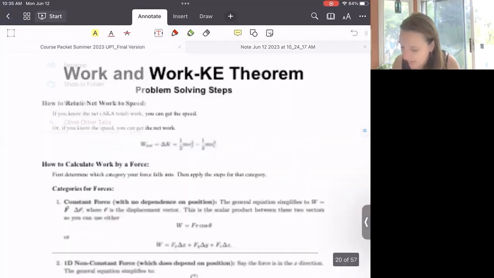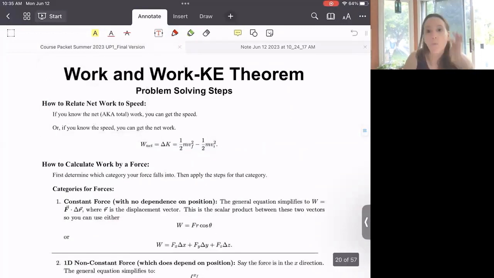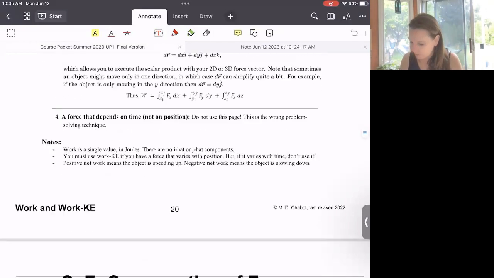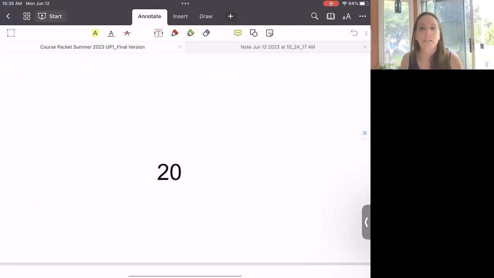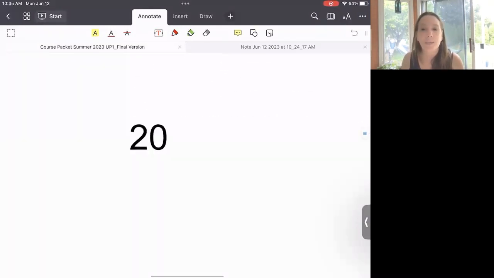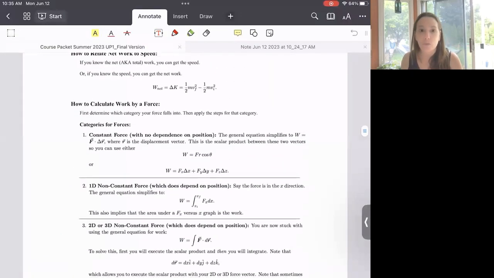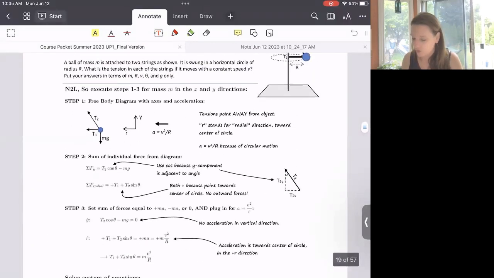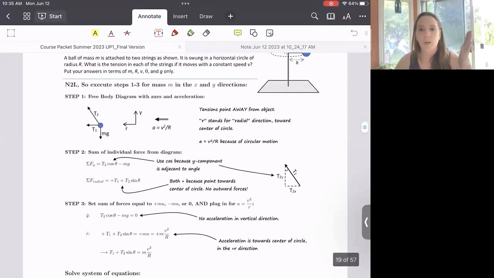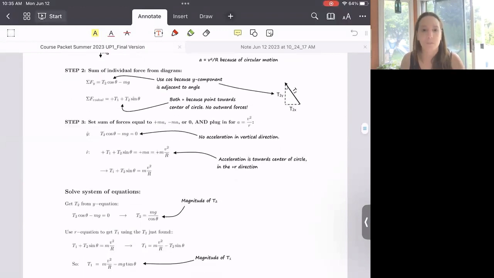For 5 on work, I think the most useful thing that I can point you to is this page. This was page 20 of the course packet. First of all, the course packet is super useful because if you're stuck on things, there's problems here that you can then work out. You have explanations for each step. And if you get stuck, you can ask me very specific questions.